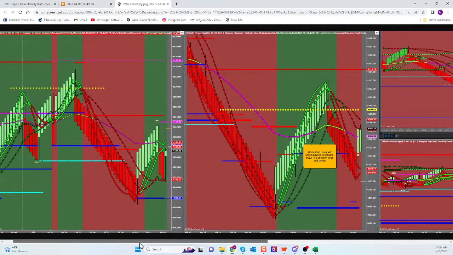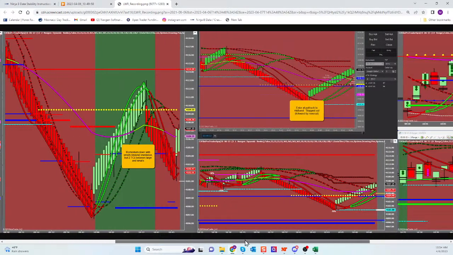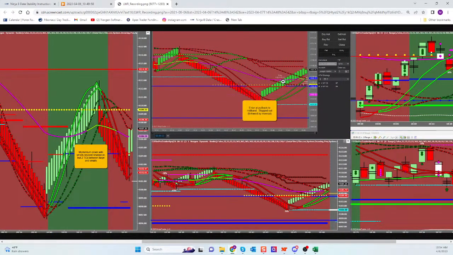Learned Hand, let's see what you did. Momentum down with the smalls beyond. You took the entry on the pullback at the midband and you were stopped out.